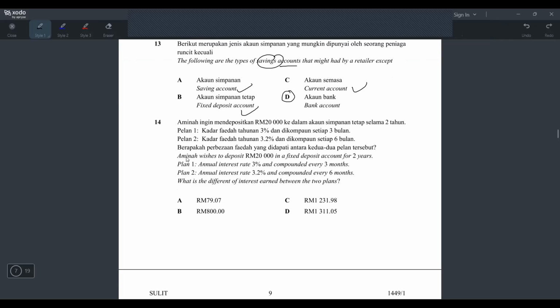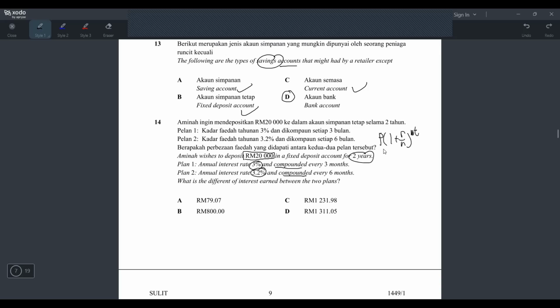Okay, so let's read the question. Amina wishes to deposit 20,000 in a fixed deposit account for 2 years. Plan 1, annual interest rate 3% and compound. You see the word compound, every 3 months. And then plan 2, annual interest rate 3.2% and compound. You see, that's why it's compound interest, every 6 months. What is the difference of interest earned between the two plans? Okay, so since this is compound interest, I have to use the compound interest formula. If simple interest, I will use the PRT formula. But if it's compound interest, the formula is P(1 + r/n)^(nt).